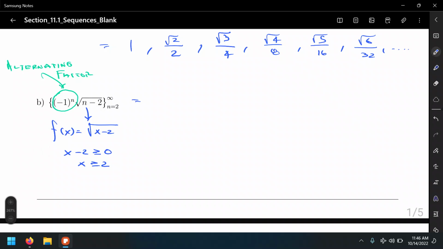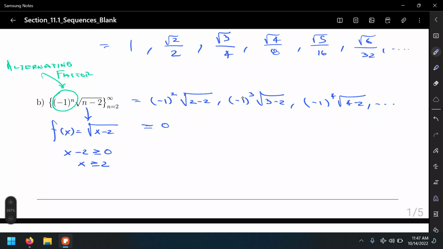So let's start writing down some elements of the sequence. That's -1 to the second, that's the first index, square root of 2 minus 2, comma, -1 to the third power, square root of 3 minus 2, comma, -1 to the fourth power, square root of 4 minus 2, comma, dot, dot, dot, that goes on forever. All right? Let's simplify this. The square root of 2 minus 2, that's the square root of 0. No matter what, this is just 0 for the first term.